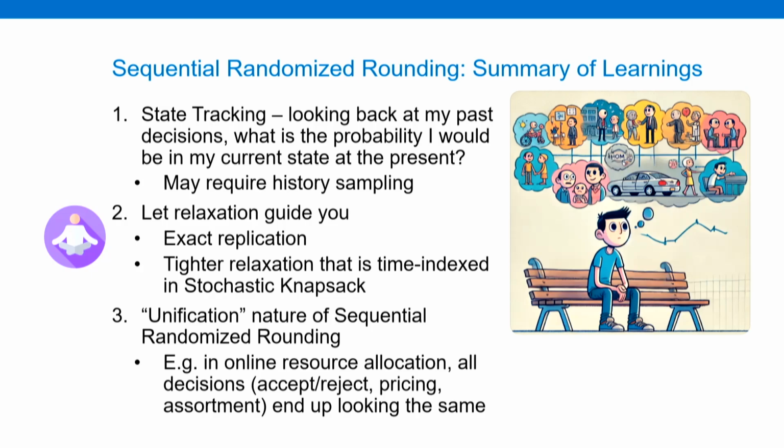I've been saying this as kind of a good thing for the technique, but I should also admit, this isn't always a good thing, right? This shows, in some sense, a weakness of the analysis, that all of these problems are the same in terms of worst case approximation ratio using sequential randomized rounding. But for practical instances, you might want an algorithm that's specialized to pricing instead of assortment. And so it's a good thing and a bad thing. But generally, under this abstract nature, a lot of different decisions all look the same.